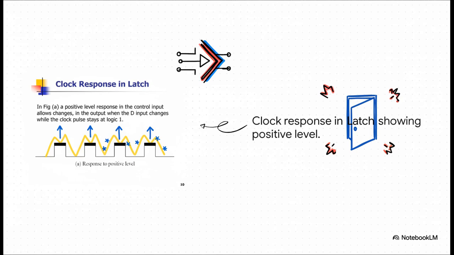This graph illustrates something called positive level response. See those thick black bars at the top of the square waves? In a standard latch, as long as the clock pulse stays up at that logic 1 level, the door is open. If the D input changes while that pulse is high, the output changes too. The problem is, leaving the door open that long can sometimes let unwanted electronic noise slip right on through.